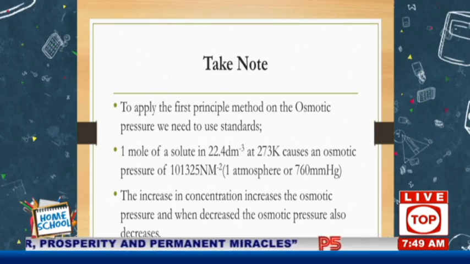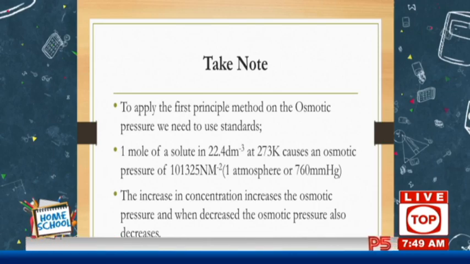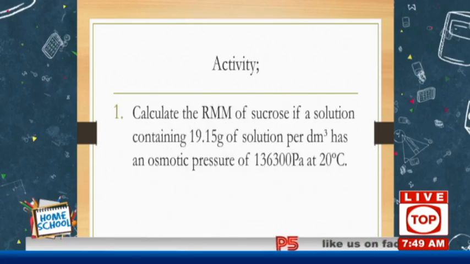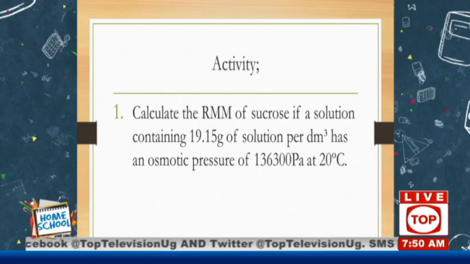The increase in concentration increases the osmotic pressure, and when decreased, the osmotic pressure also decreases. We have seen that one. Let us look at an activity on how to apply the first principle. Okay? That activity, we want to use it to apply the first principle. Calculate the RMM of sucrose if a solution containing 19.15 gram of solution per decimeter cubed has an osmotic pressure of that one at 20 degrees Celsius.